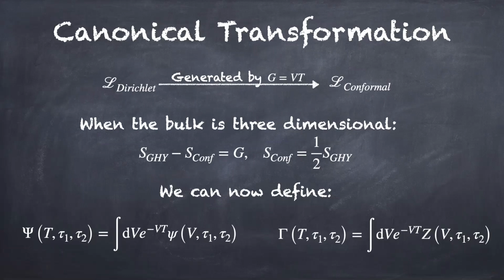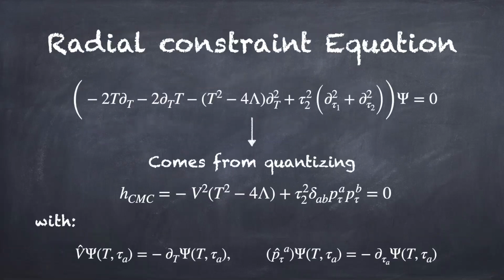This gives us a new radial wave function in terms of the York curvature time T, which we call big psi, and a new partition function which depends on T, which we call gamma. We can derive the corresponding radial constraint equation that psi now satisfies. And in fact, it just comes from quantizing the Hamiltonian constraint, except now V becomes an operator that relates to T as a partial derivative.